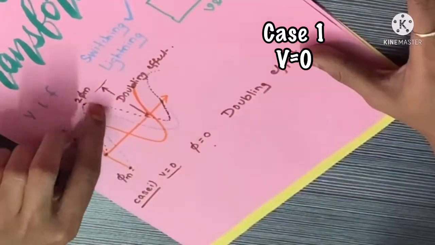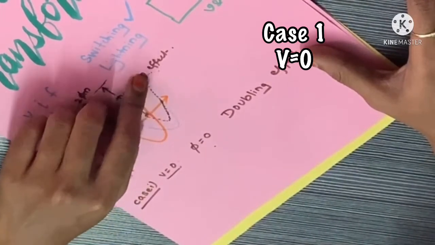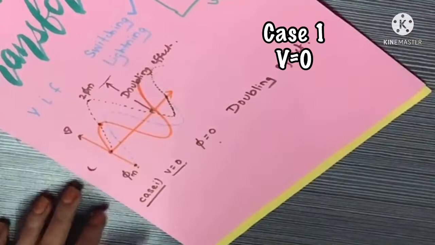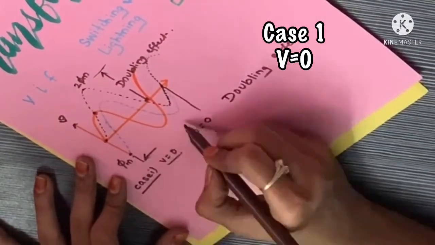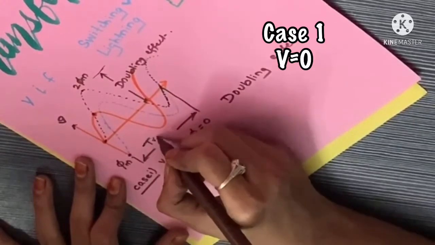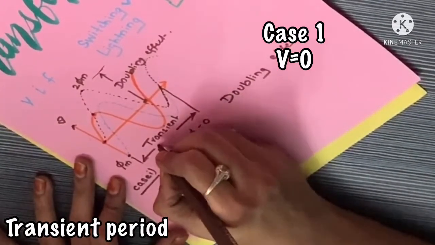For this entire region the flux waveform is abnormal, and here it starts to be normalized. We have a name for this period, and it is called the transient period.